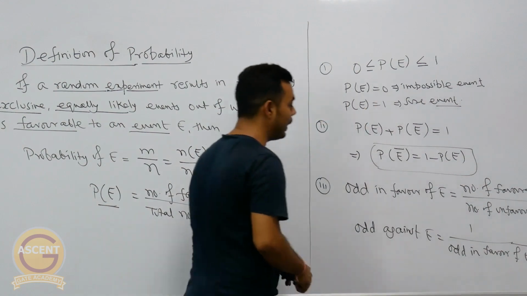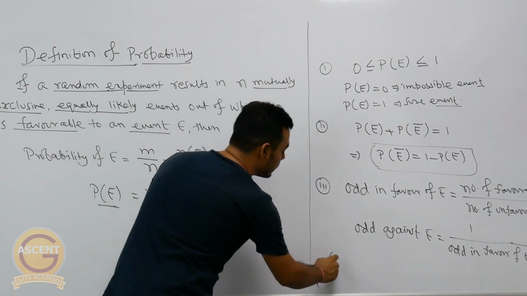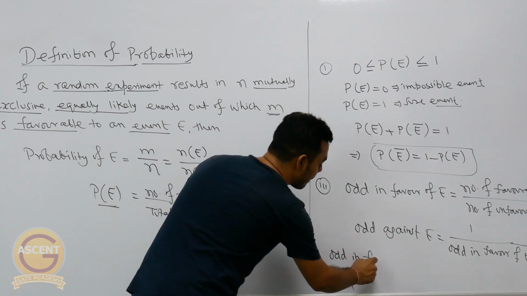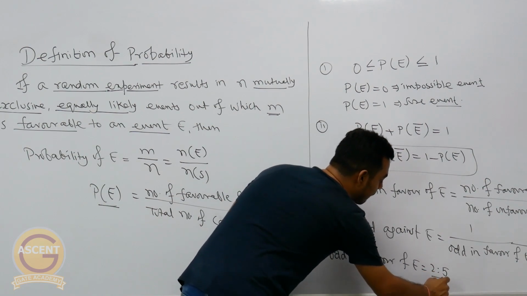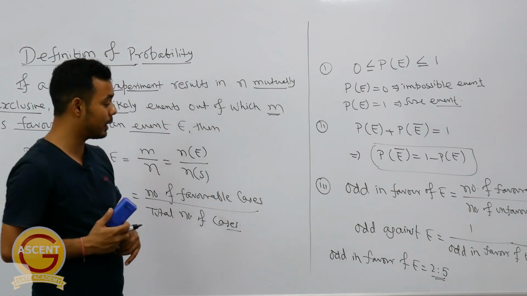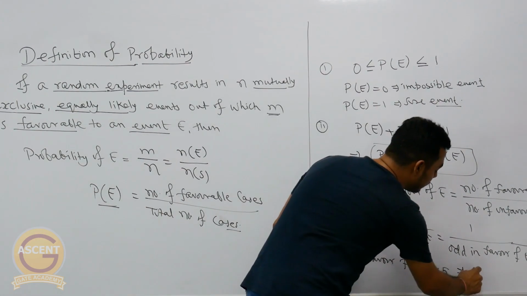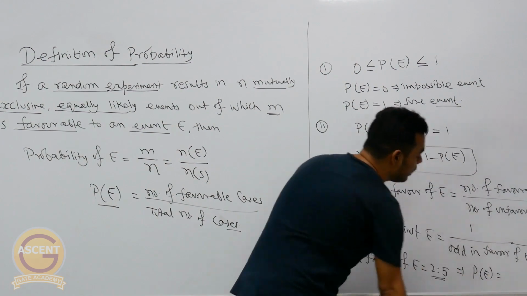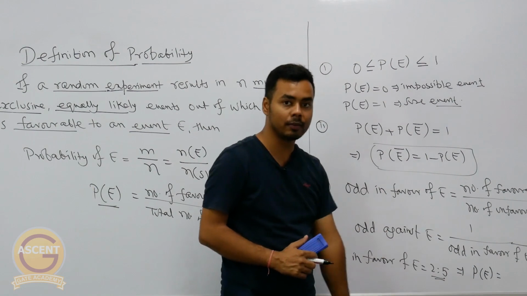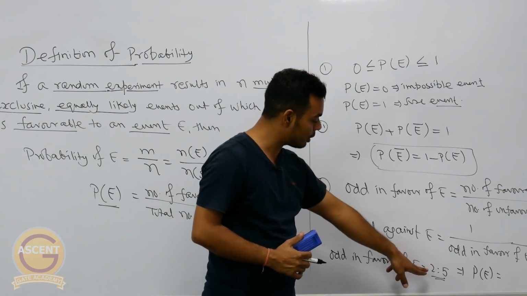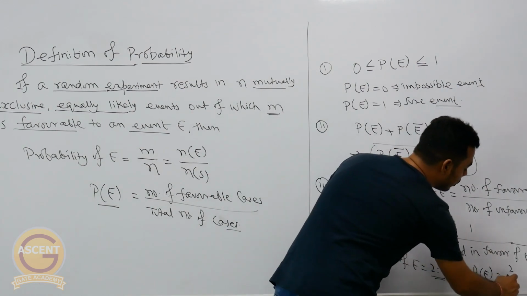Now from odds in favor and odds against, you should know how to write the probability. For example, say it is given that the odds in favor of E are 2:5. This means 2 is the number of favorable cases and 5 is the number of unfavorable cases. So if you want to write the probability of this event E, 2 is the number of favorable cases and 5 is the number of unfavorable cases. This means the total number of cases will be 2 plus 5, which is 7. So the probability of event E will be simply 2 by 7.